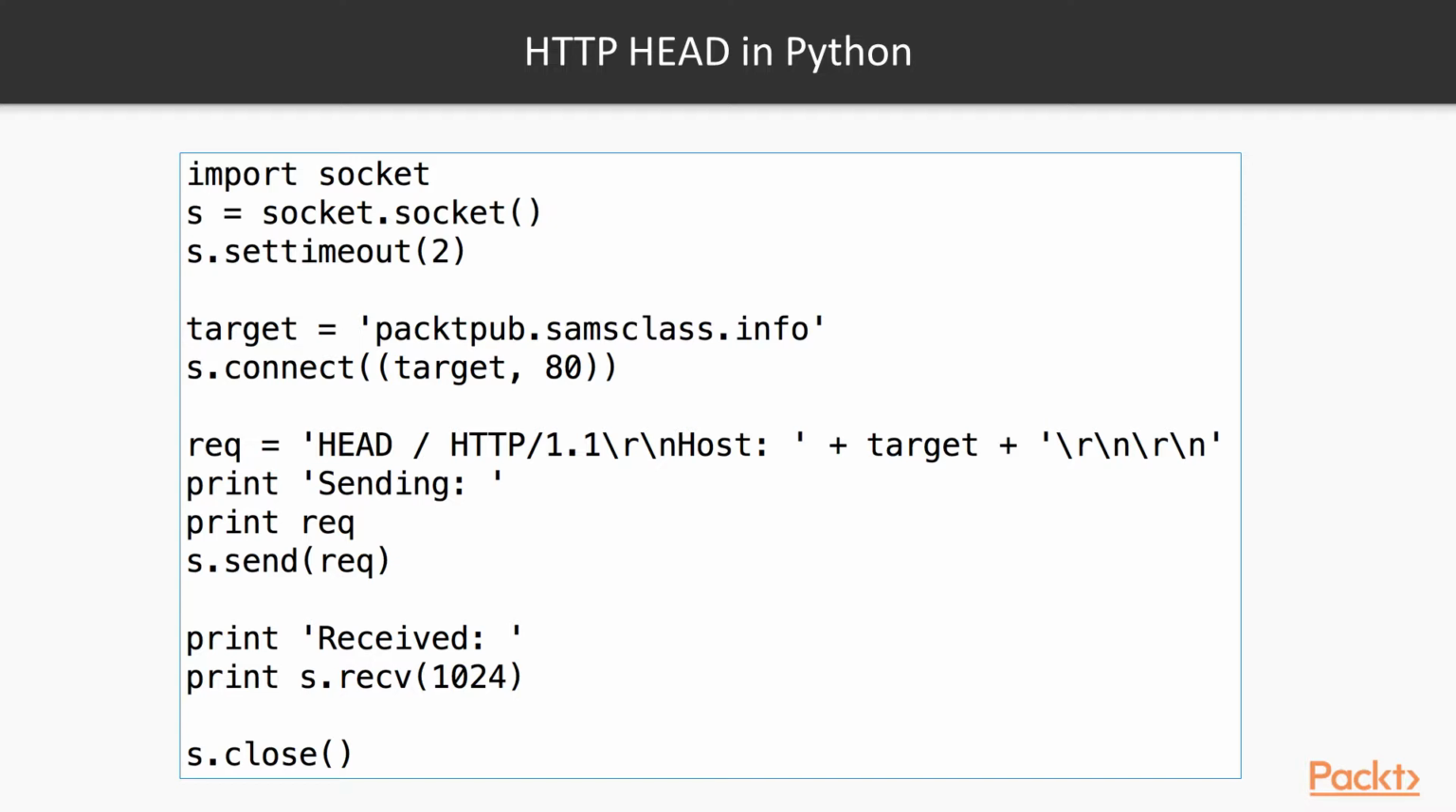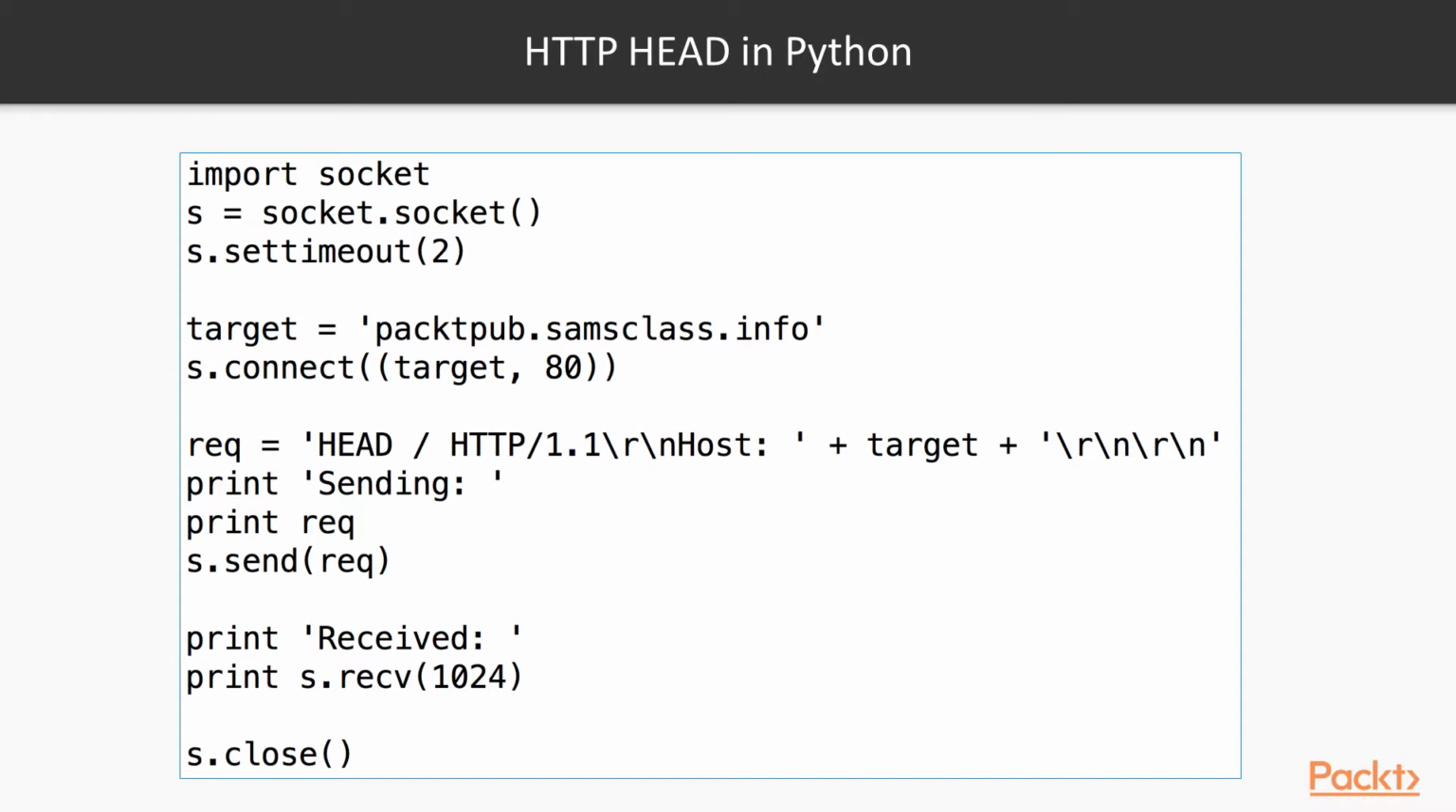And then you send the request, head / HTTP/1.1. This stands for carriage return line feed, which is the recommended way to end a line. And here's host, which specifies the URL, the target, which is going to be packetpub.samsclass.info, and then carriage return line feed, followed by another carriage return line feed on an empty line, which is the signal to the server that this request is complete and should now be acted on. So I print on the screen the request that was sent so you can see it, and then print whatever comes back after the word received, and then close the socket. So let's take a look at that.